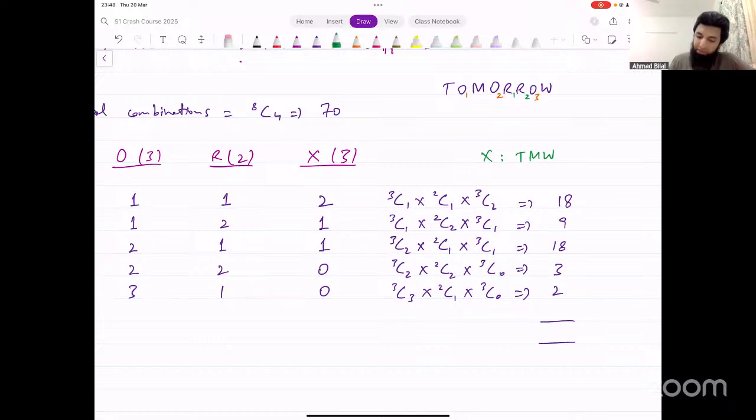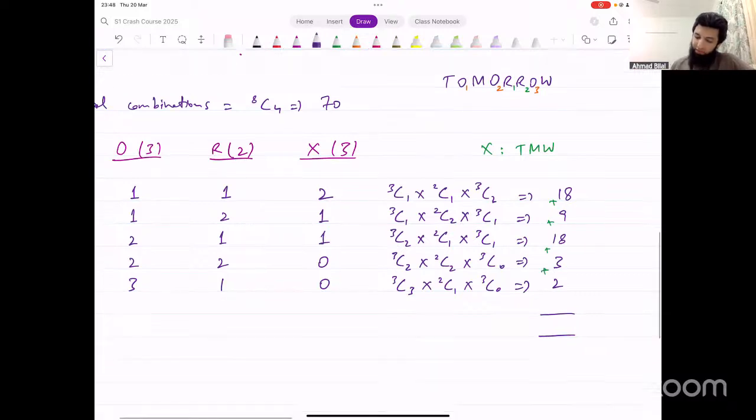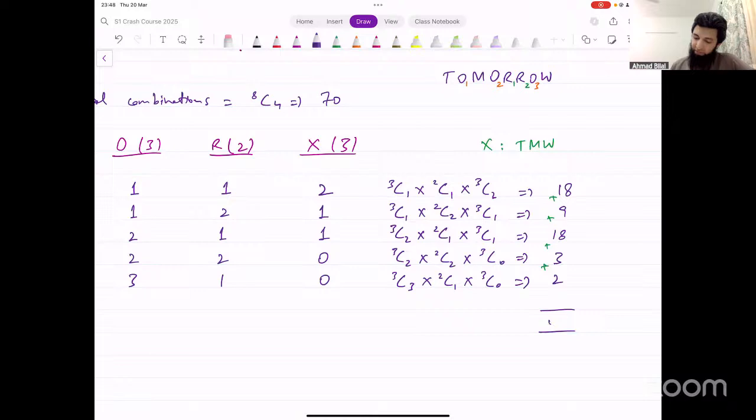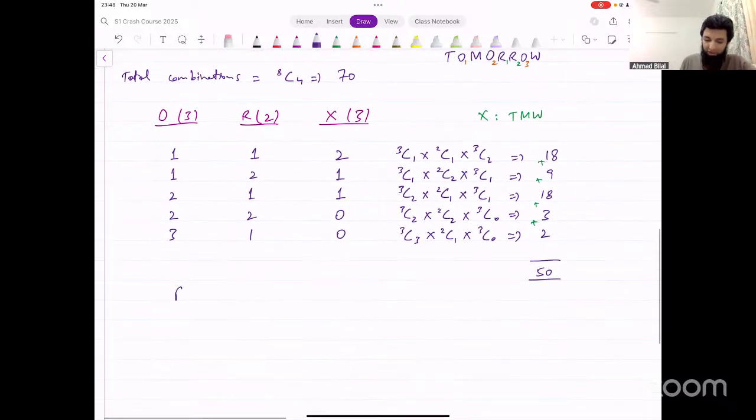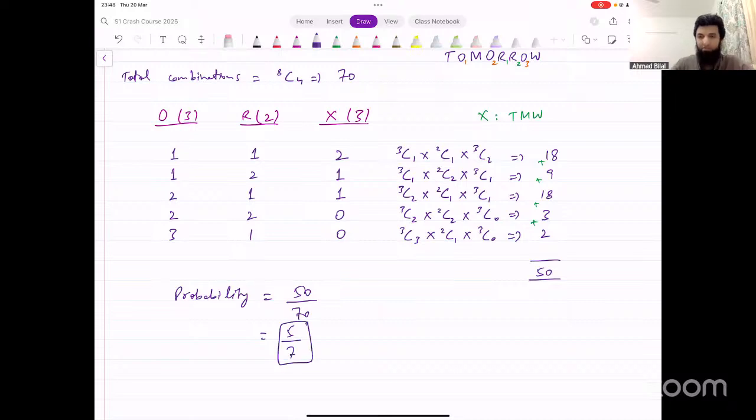You add all of these up. 18 plus 9 plus 18 plus 3 plus 2. That's 36 and 45 and 5. That's 50. These are the cases that satisfy that given condition. So the probability turns out to be favorable combinations, that's 50, divided by the total number of possible combinations. It turns out to be 5/7, and that is your final result.